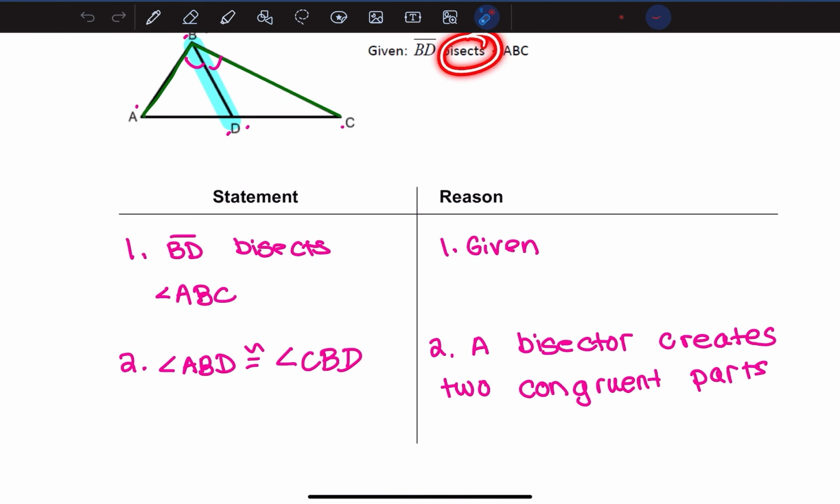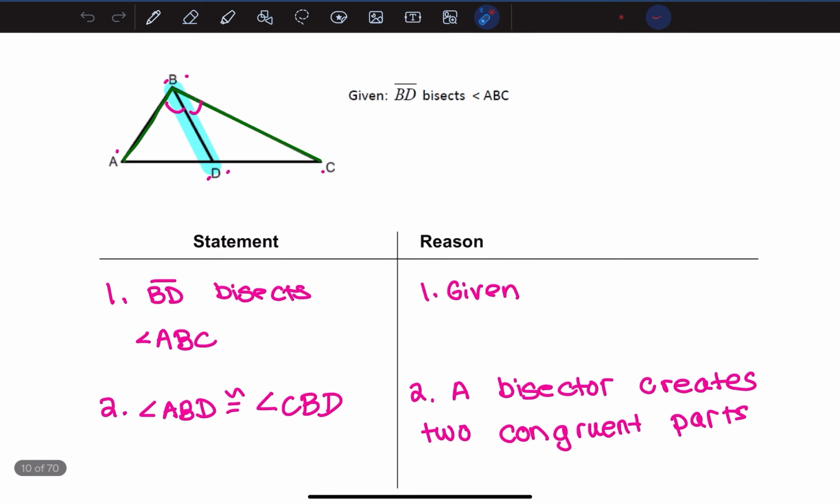Now we're given bisect, but we're bisecting an angle in this case. So we're not bisecting a segment, we're bisecting an angle. But the same theory applies. Because BD bisects this whole angle, we know that these two pieces are the same. So based off of our given information, I can say that angle ABD is congruent to angle CBD. Again, using our definition.